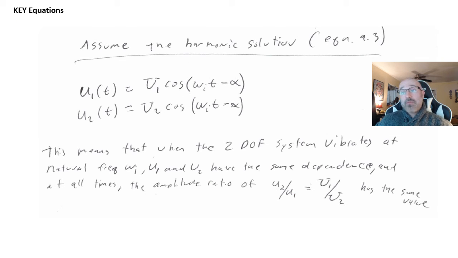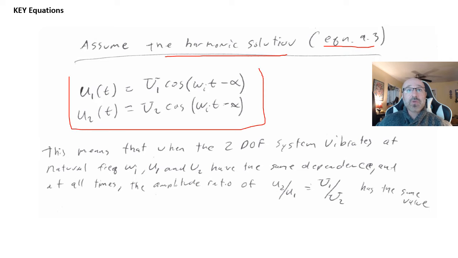With all the information that we're given in the problem statement, now that we've got a nice spot to reference back to on our setup page, what we want to do now is take a look at what key equations we are going to utilize in order to solve this problem. First thing we can do is assume a harmonic solution. If we assume the harmonic solution, we can go to equation 9.3 in our textbook. This equation gives us the relationship that we see here.